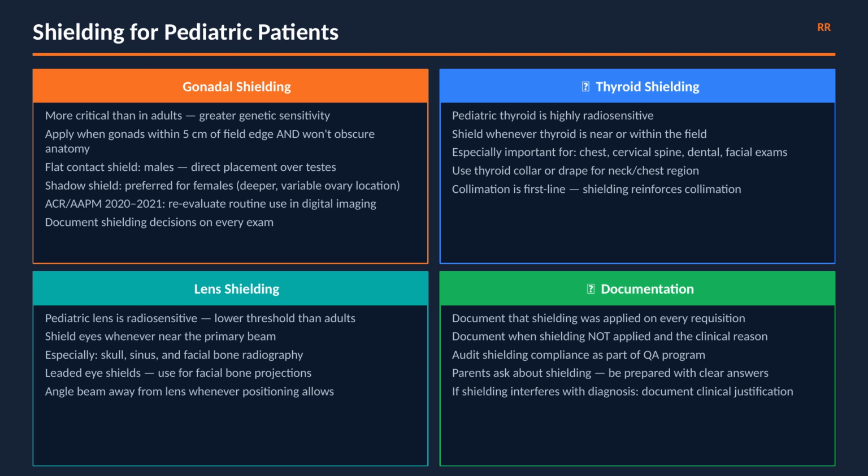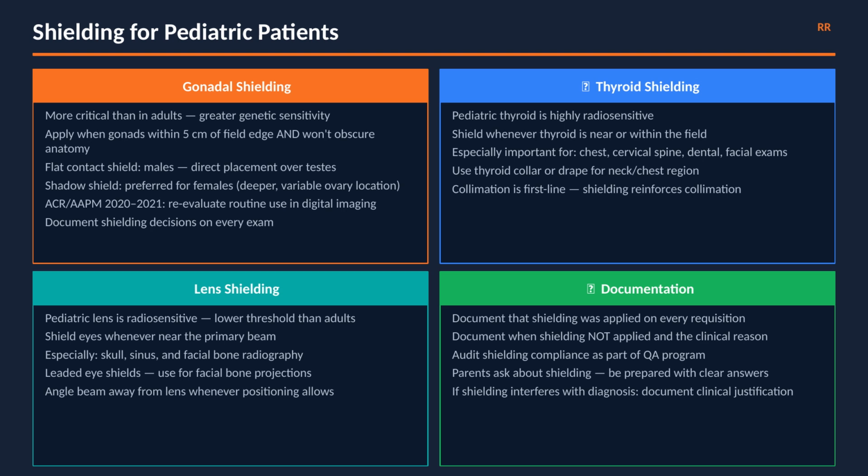Lens shielding. The pediatric lens is radiosensitive, and the ICRP has lowered the cataract threshold significantly in recent years. Use leaded eye shields for facial bone, skull, and sinus projections. Angle the beam away from the lens whenever positioning allows.